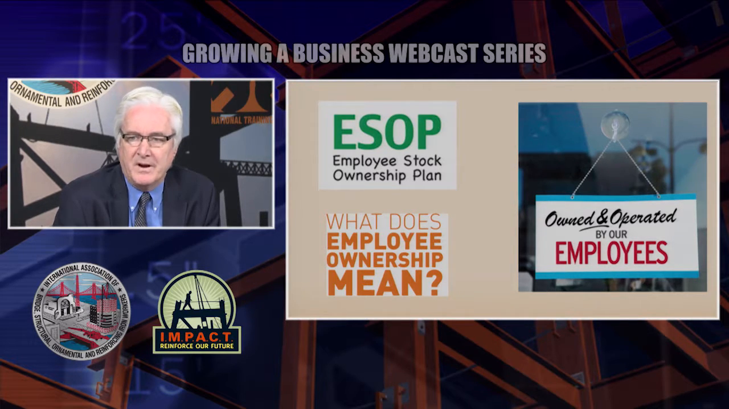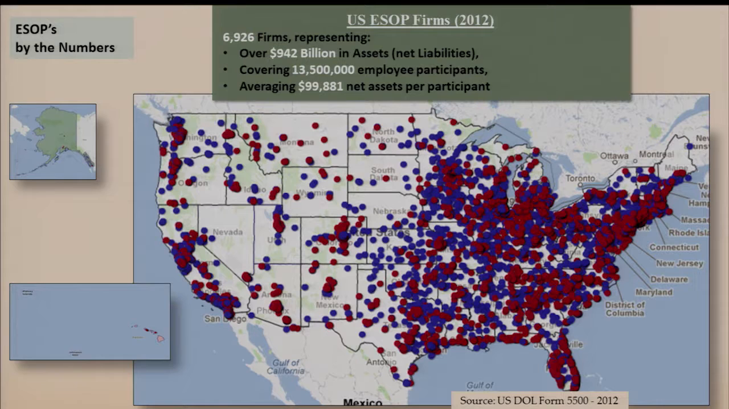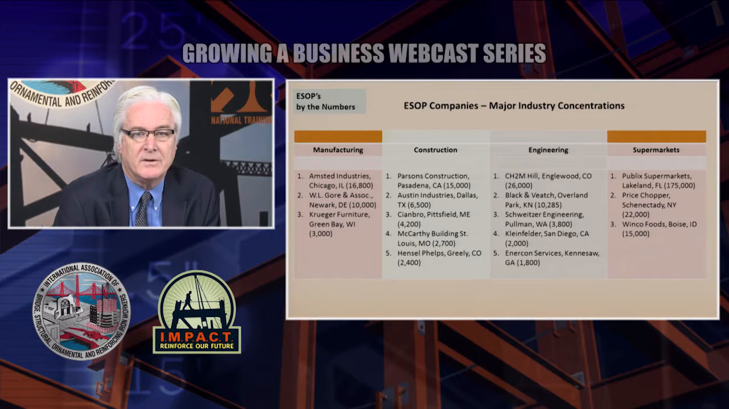As you see with the sign, a company that's owned and operated by our employees can make a difference in the marketplace. There are close to 7,000 of these companies all around the country. They're in every industry group. As we'll see in a minute, it's been an idea that's been around since the mid-'70s, and it is spread across different industry concentrations, which I think we have here on the next slide.